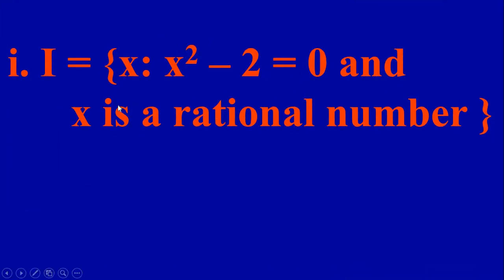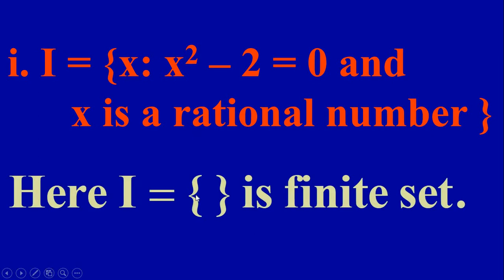So next one, I equal to the set of all x such that x square minus 2 equal to 0 and x is a rational number. Now you studied rational numbers and irrational numbers. A rational number means it can be written in the form of p by q. Now when we solve this, x square equal to 2, therefore x equal to plus or minus root 2. So plus or minus root 2 is not a rational number. So therefore we get I equal to the empty set.